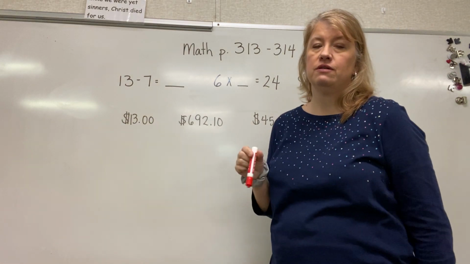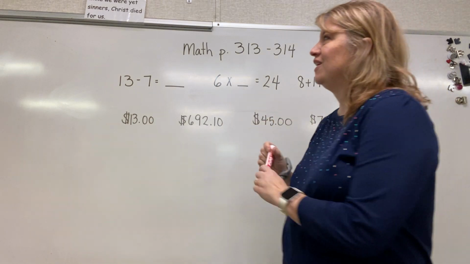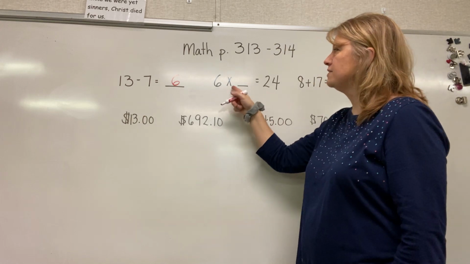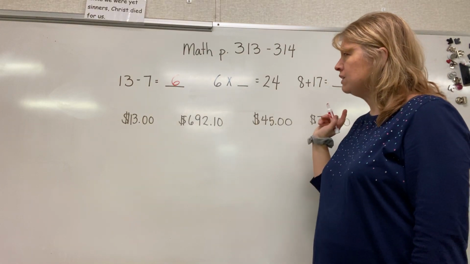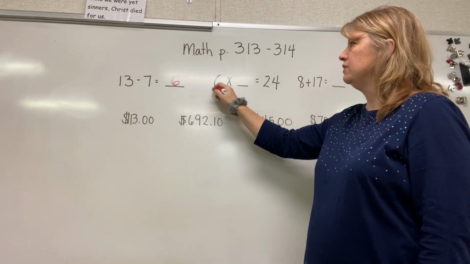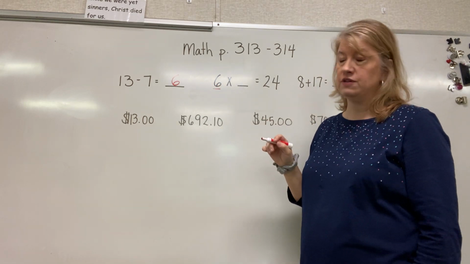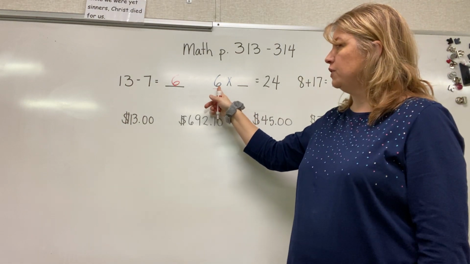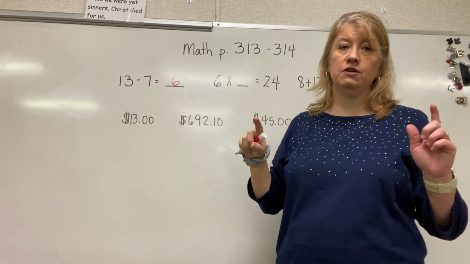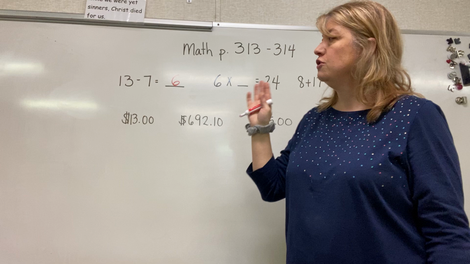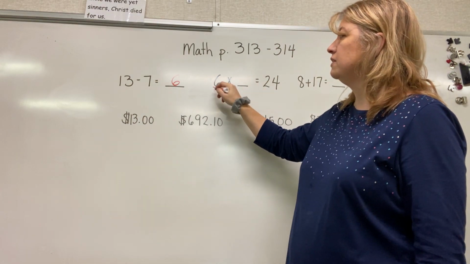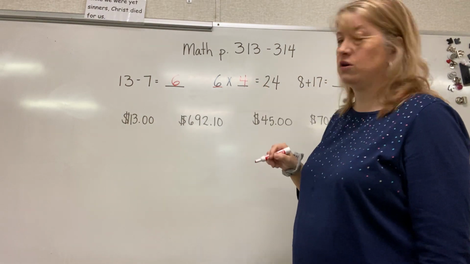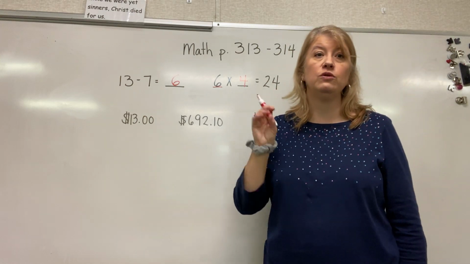13 minus 7. Quickly. That's right, it is 6, because 6 plus 7 equals 13. 6 times what equals 24? Now, this one, if you double the 6, 6 times 2, that would be 12, so we know it's bigger than 2. If we count by 3s to 6, holding up 6 fingers and counting by 3s, that would just be 18. So we have to double the 6, which is 12, and then double the 12, which is 24.